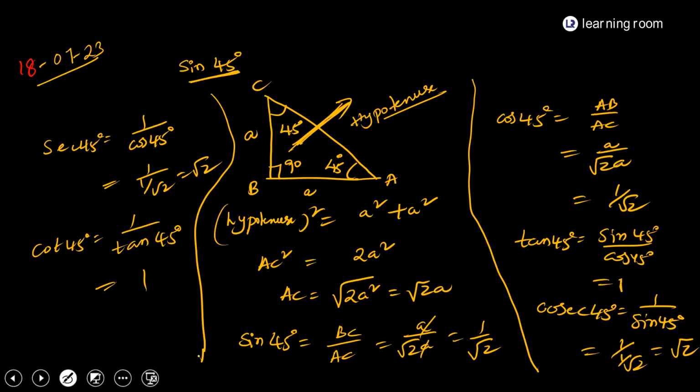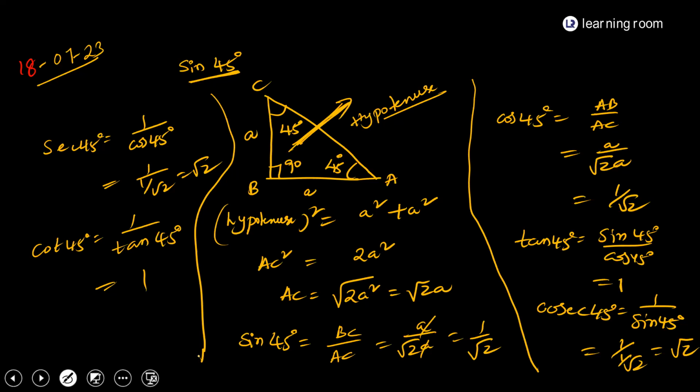What is the cosecant theta? Cosecant theta equals 1 by sin theta. Secant theta equals 1 by cos theta. Cot theta equals 1 by tan theta. Clear? Okay. Now we found the values for 45 degrees.